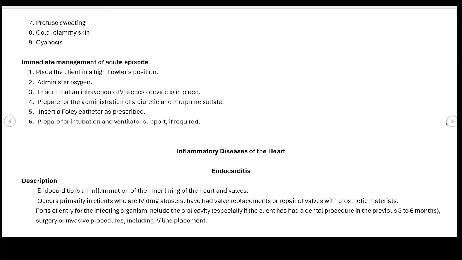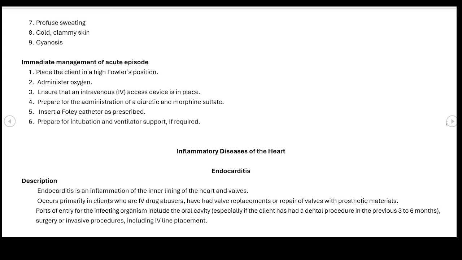What are some of the things that you can do to help this patient? First, for oxygenation, put them in a high Fowler's position before you give them the oxygen. Make sure that there's an IV access where we will be giving the person furosemide or diuretics, and prepare for the administration of diuretics or morphine sulfate. Very, very important for the pain. And then also insert a Foley catheter so that you know how much fluid is coming out, because we want to see if the diuretics are working or not. You prepare for intubation or ventilation support if the dyspnea becomes very, very bad.